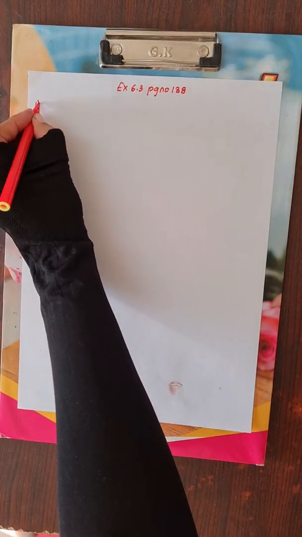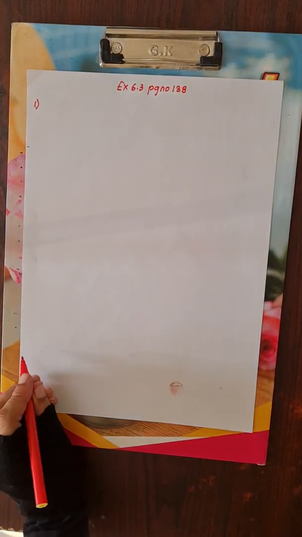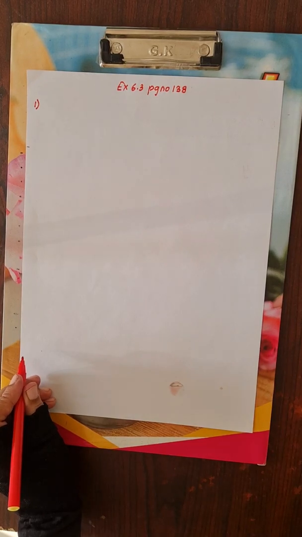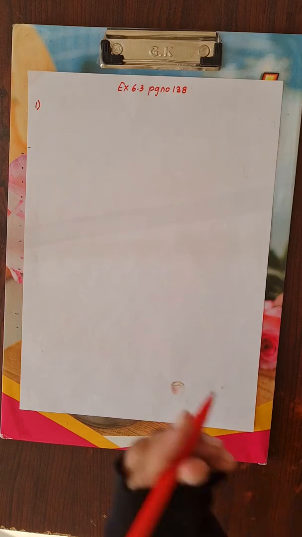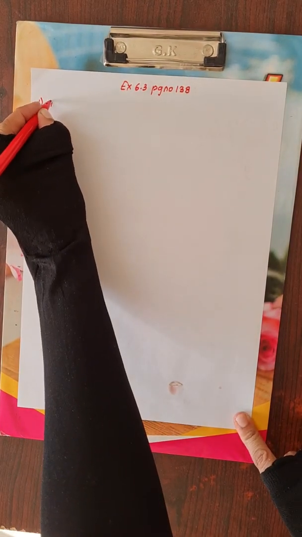The first sum. This entire exercise you will be doing in your graph books, children, because we are plotting the points and drawing graphs in this exercise. So the first question is, draw the graph of each of the following linear equations. I am doing the second bit.